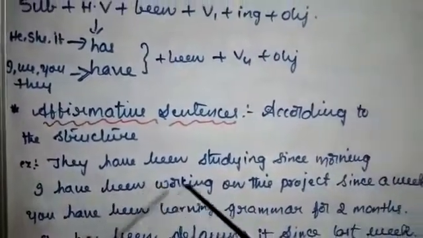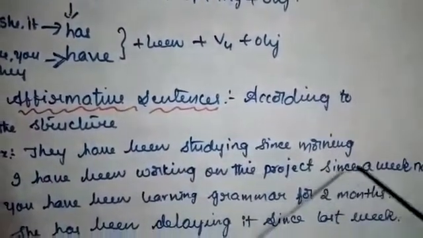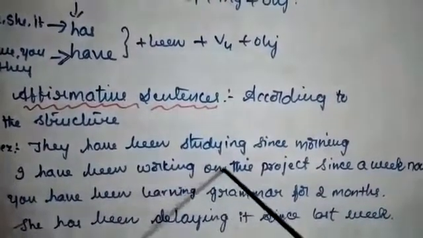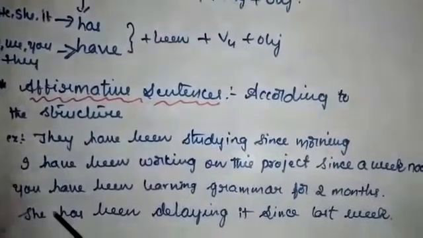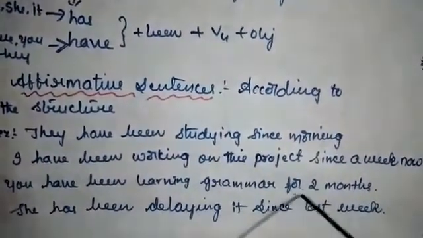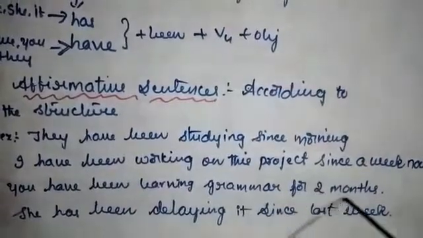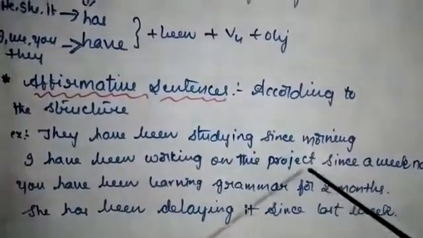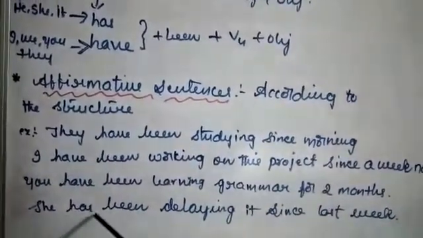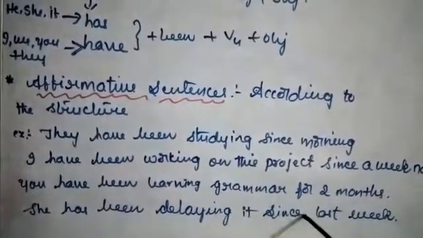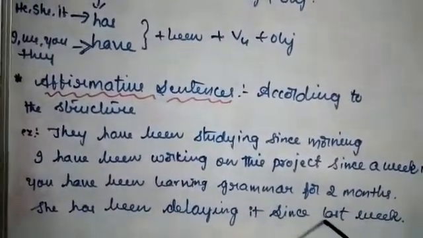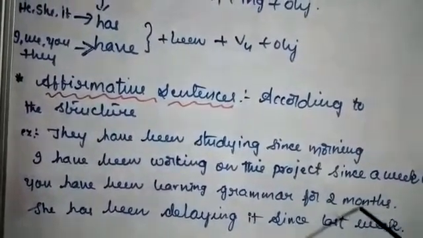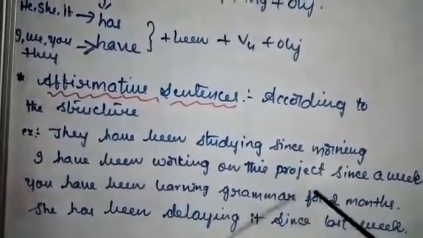I have been working on this project since a week now. You have been learning grammar for 2 months. Why is for used here? Because it is a duration. There is no specific time period here. 2 months, which 2 months? We don't know. So for is used with duration. Another example: she has been delaying it since last week. Since last week, because last week is a specific time period, so we have used since. Here, for 2 months is a duration, so for is used. You should know the difference between for and since.